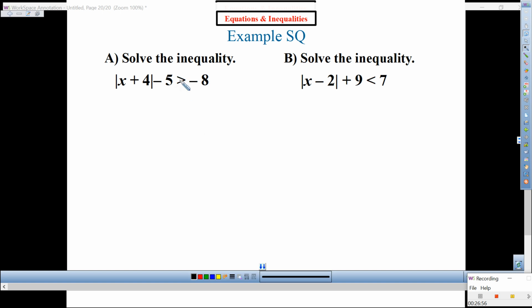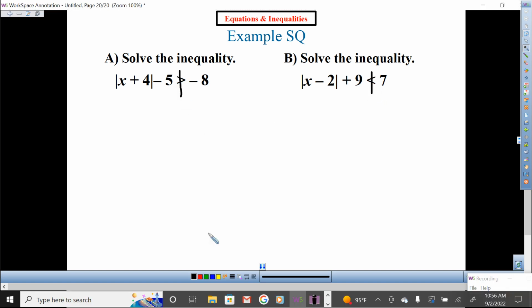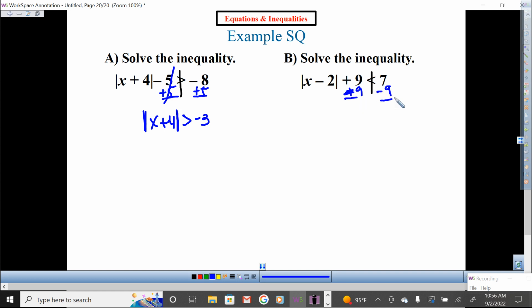Line down the inequality symbol, line down the inequality symbol. All right, so what do I do right here, everyone? Add 5, we end up with absolute value x plus 4 greater than negative 3. And over here, add negative 9, we end up with absolute value x minus 2 less than negative 2. Okay, let's stop right there. We're going to analyze these and see what we see. All right, here we go.